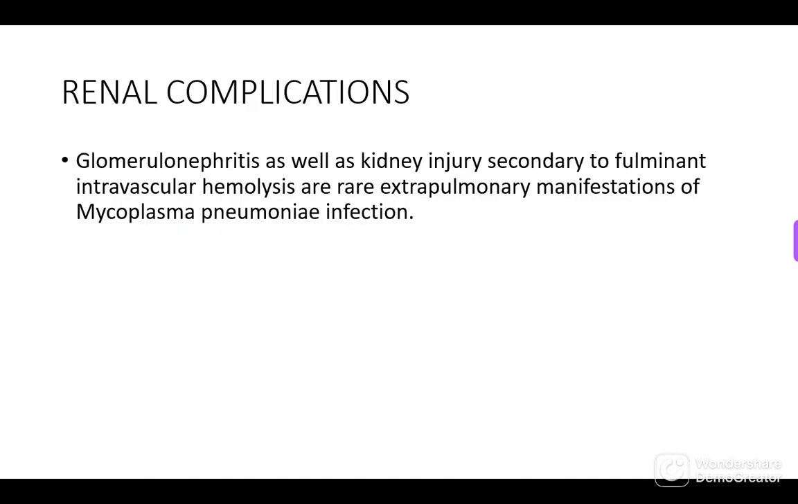And renal complications, the target is the renal one. And glomerulonephritis as well as a kidney injury secondary to the fulminant intravascular hemolysis, they are rare extrapulmonary manifestations of the mycoplasma pneumonia infection, because this will cause the autoimmune hemolytic anemia, the cold antibody type. Much RBC will be destroyed, and the load will be on the kidney, blocking the vascular system and causing the glomerulonephritis.